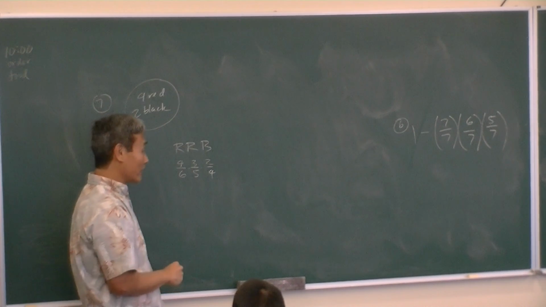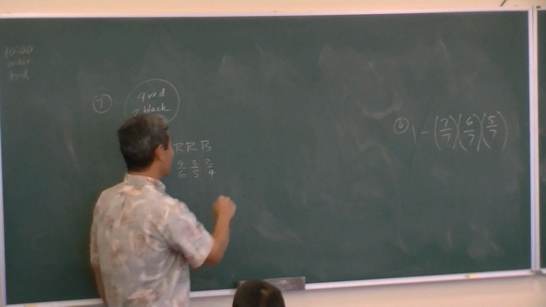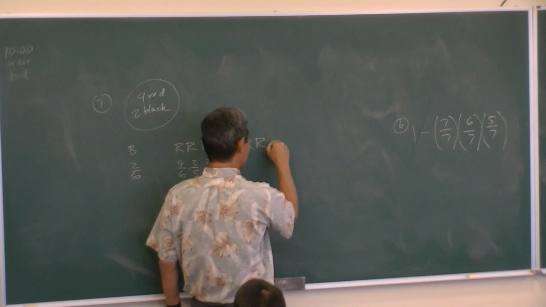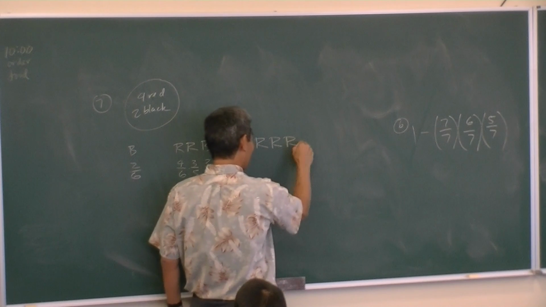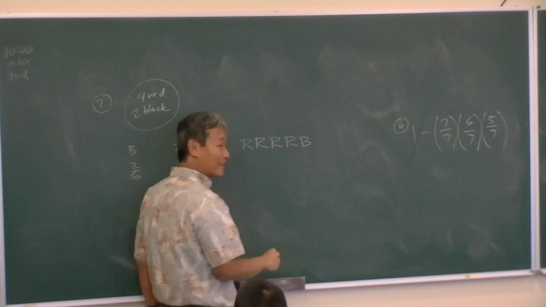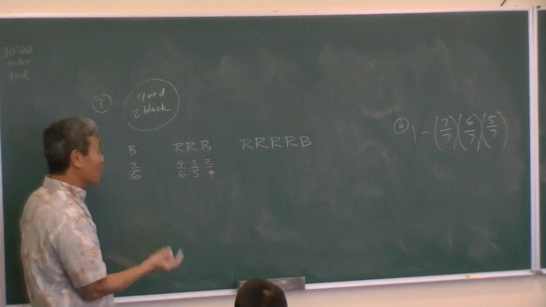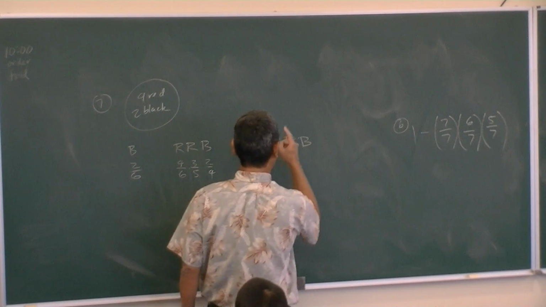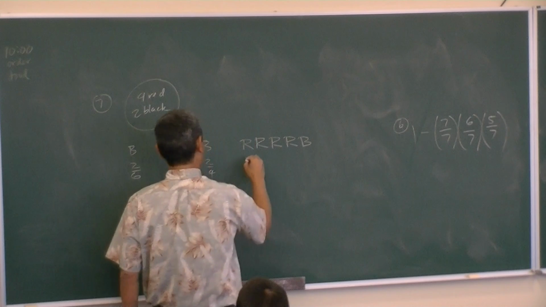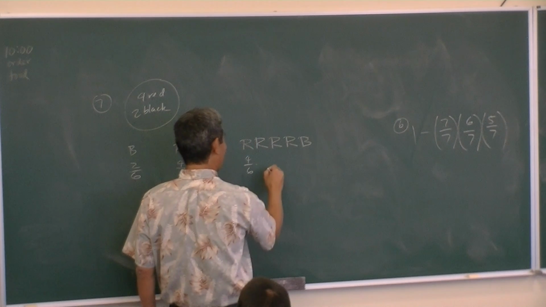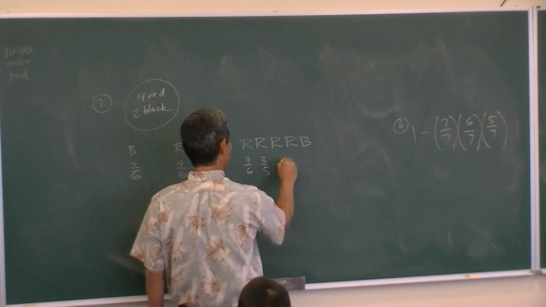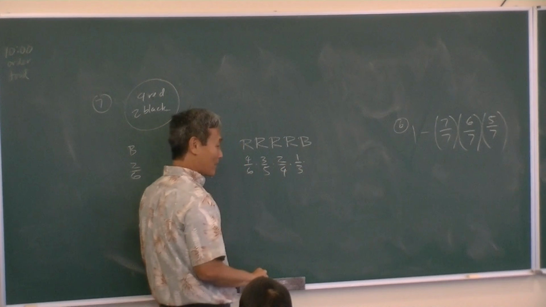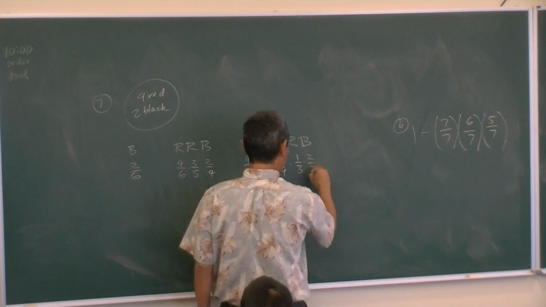Is there another way Ernie could win? Yes. He could pull out the red marble, then Bert goes, then Ernie goes, Bert, and then Ernie pulls out the black marble on the 5th draw. So what's the probability of this happening? Red on the 1st, red on the 2nd, red on the 3rd, red on the 4th, and black on the 5th. 4 out of 6, only 5 marbles left. 3 out of 5, 2 out of 4, 1 out of 3, and then now the black marble comes out. 2 out of 2, which is 1, right?